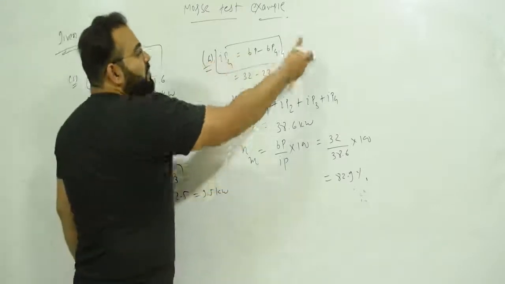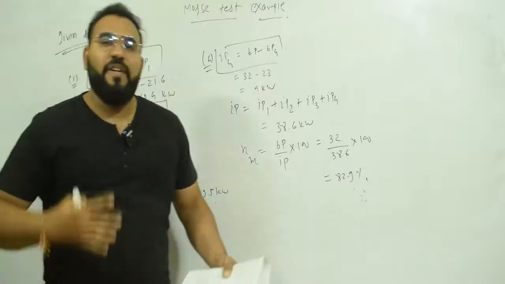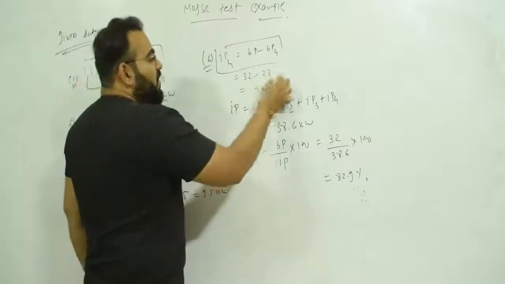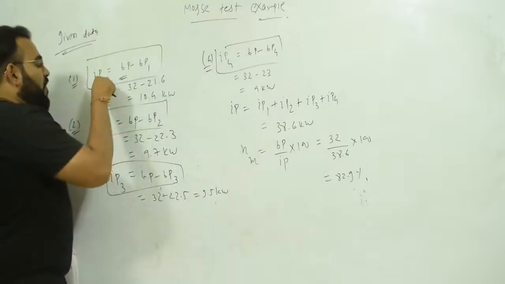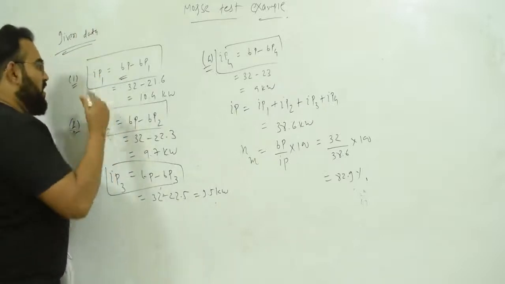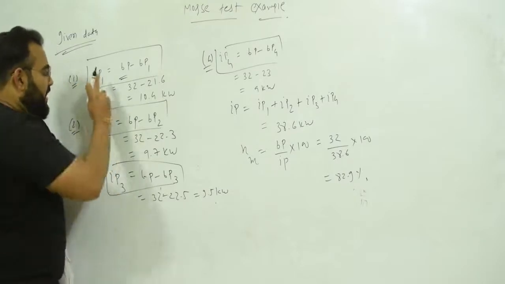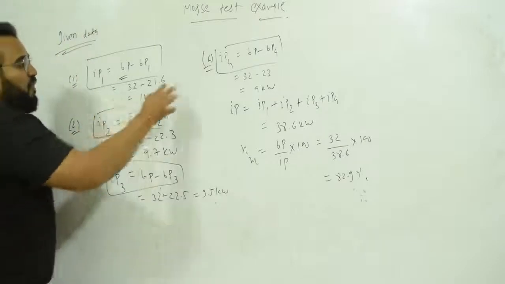IP4 is BP minus BP4. When all cylinders are working, BP is 32. BP4 means when 4 cylinders are cut off, so it will be 23. So 32 minus 23 is 9 kilowatt. Now the total indicated power will be the sum of the indicated power of each cylinder, because there are 4 cylinders. This is the first cylinder, this is the second, this is the third, this is the fourth.